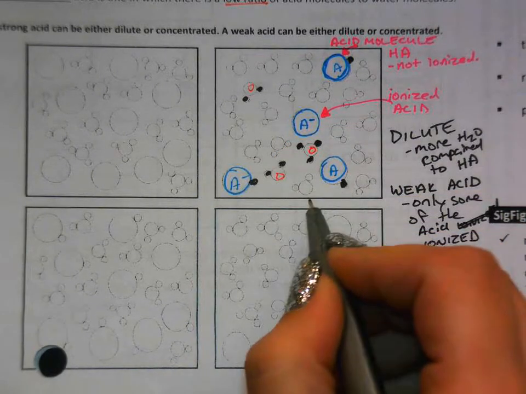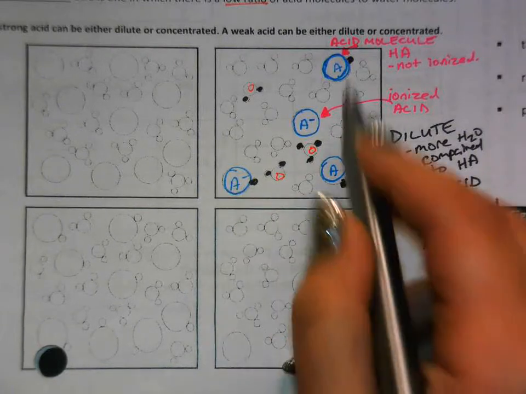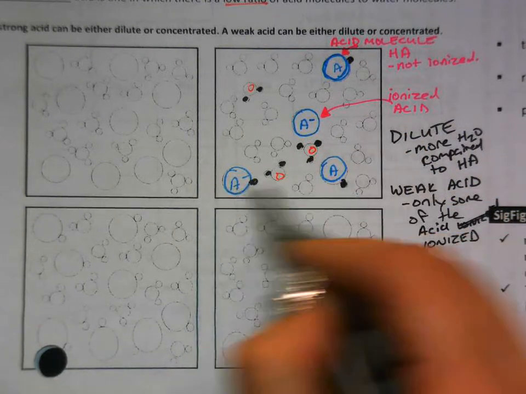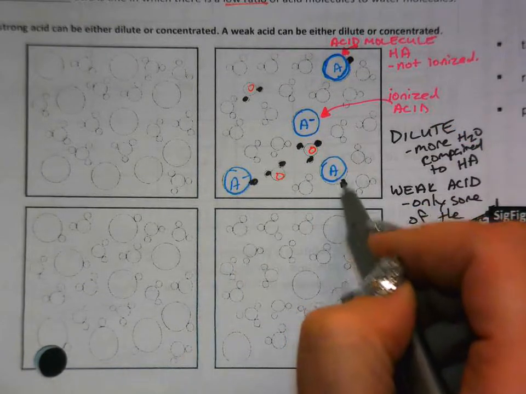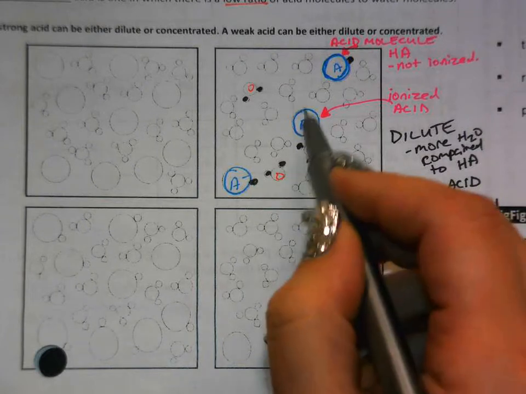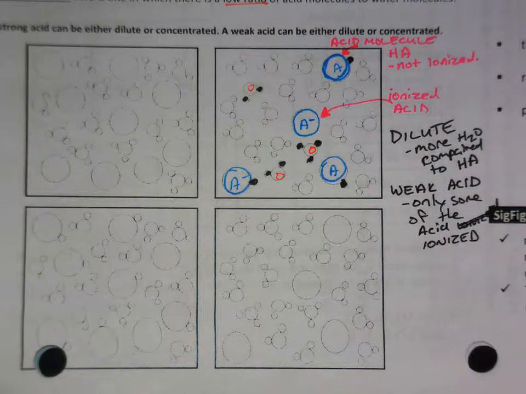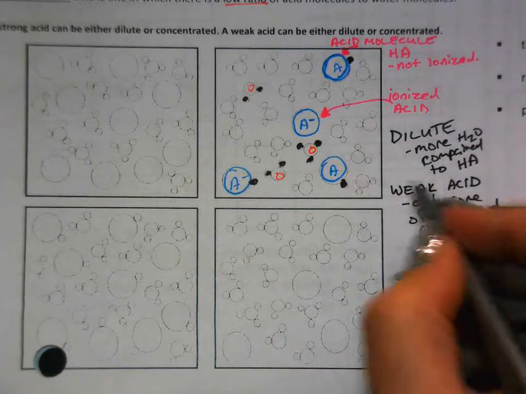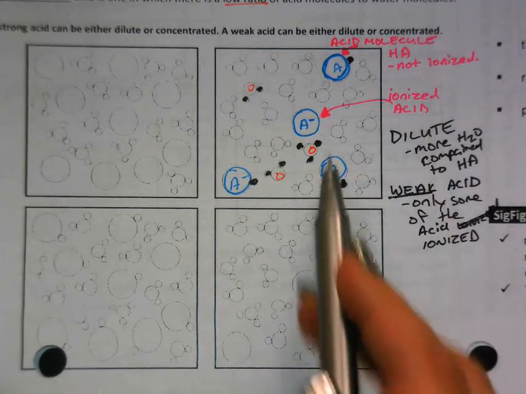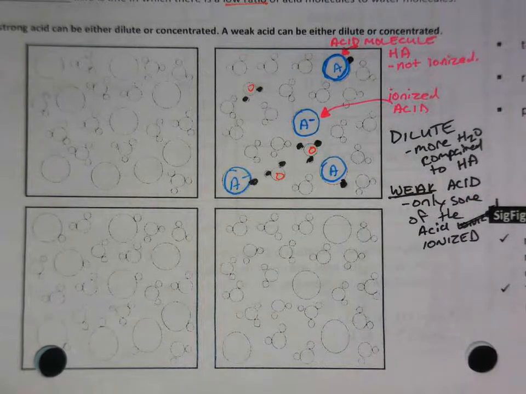These 3 have remained attached to their hydrogens. They were not able to split up. Only 1 was able to ionize. Therefore, it is a weak acid. It's dilute because there are only 4 acids and not more.